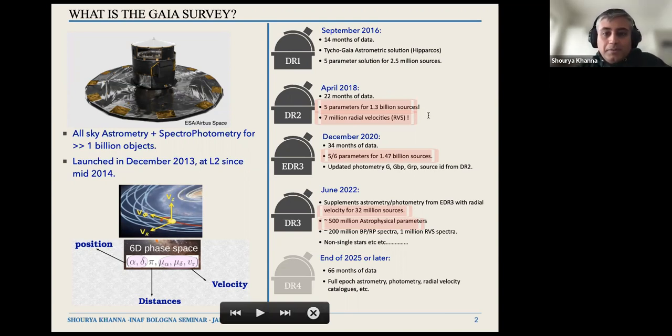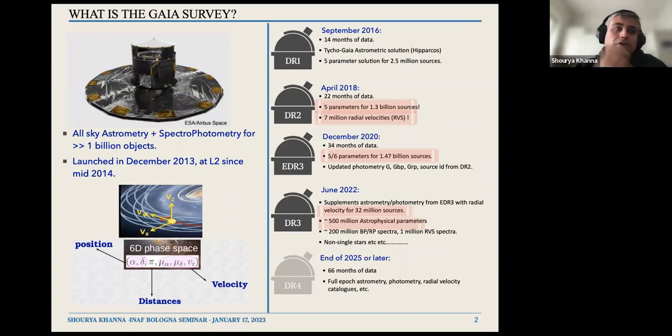But anyway, the point being that over the years, as the baseline for the satellite has increased, the precision in these quantities has also improved, and also the sheer numbers have increased. And also the output has become more sophisticated from not just the photometry and astrometry, but also several value-added catalogs that people across the astronomy community now use.